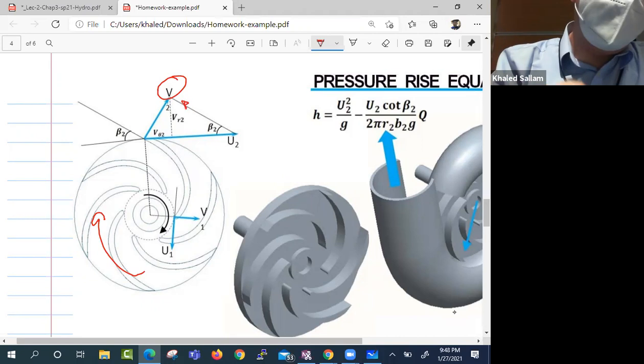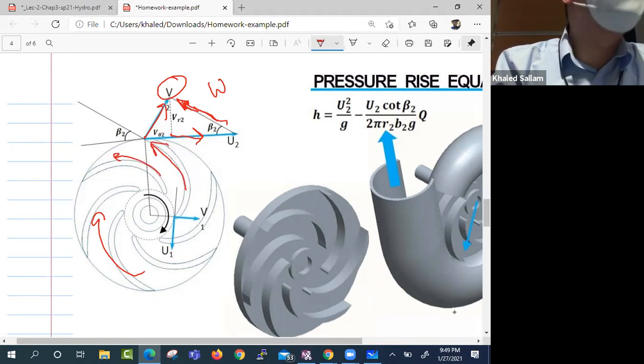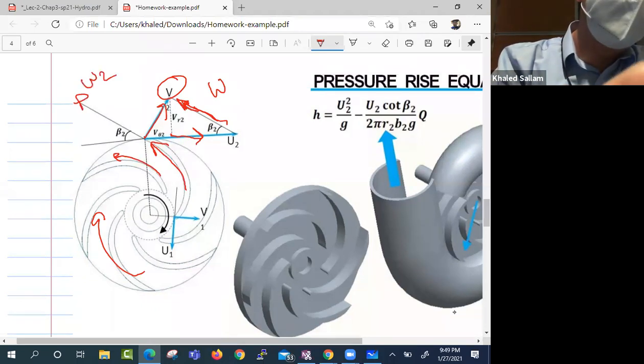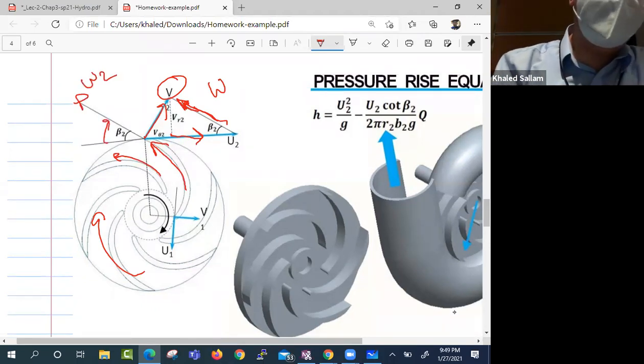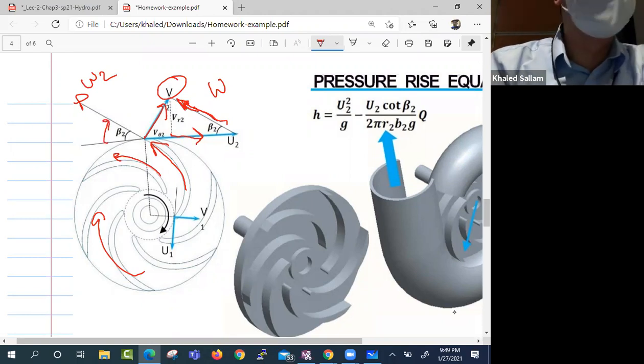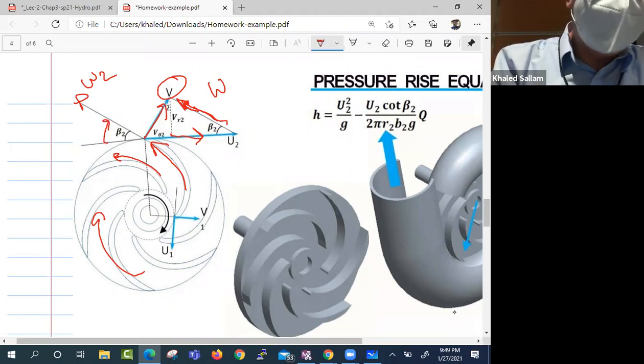And what is that velocity? Omega W, so relative velocity, right? And you can see how U plus W equals V. And also you can see why W is going this way, because of the plate. So this is W, the relative velocity, and the angle W is making is called beta. The angle that the absolute velocity is making with U is alpha.